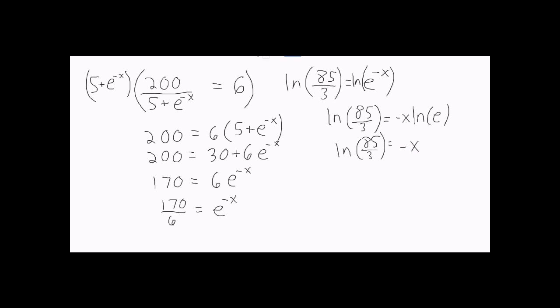Now we're going to get rid of this negative x, so the negative 1, so we're going to divide by negative 1, which makes it ln of 85 over 3 equals x. Alright.